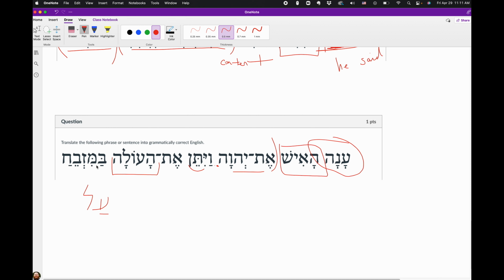So ba-mizbeach is the bet preposition plus the patach and dagesh of the definite article, and then of course mizbeach is missing its dagesh, mizbeach, the altar. So the man answered the Lord, period, and he put the whole offering on the altar.